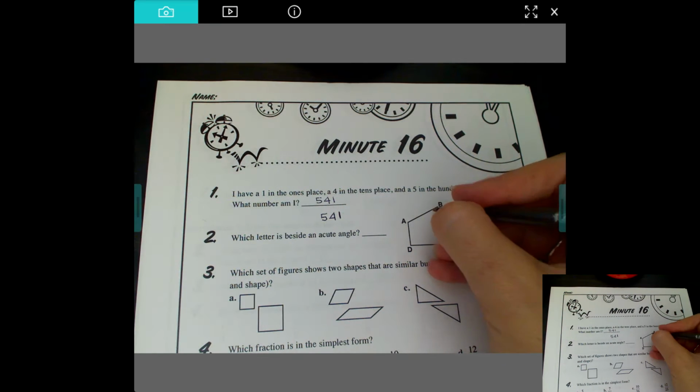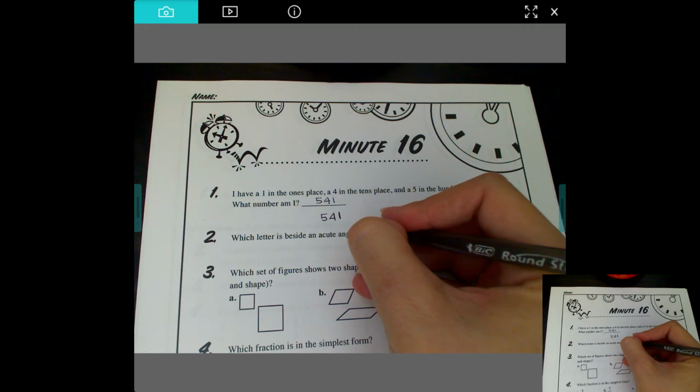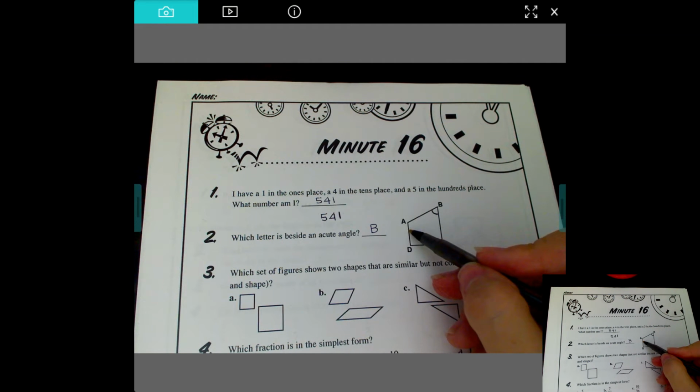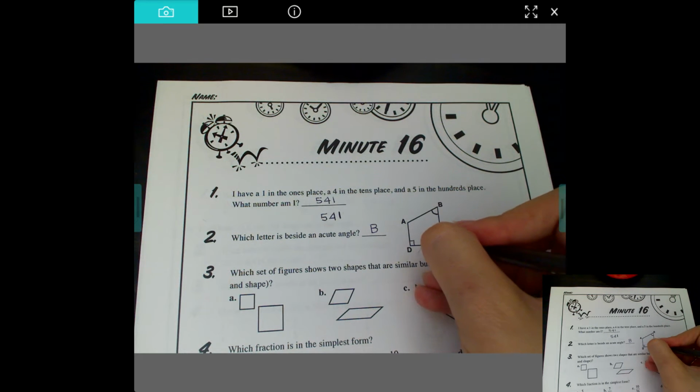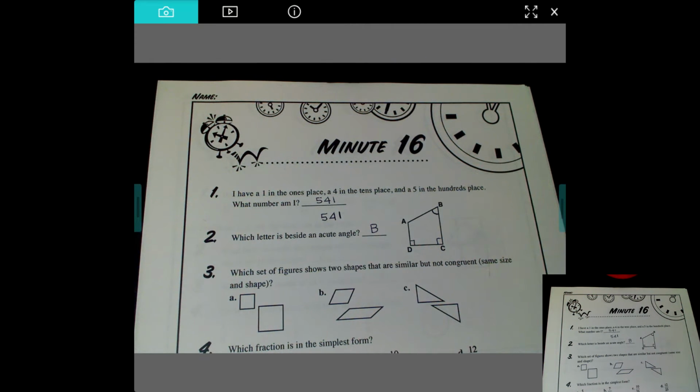Which letter is behind an acute angle? It's so cute and small. The only small angle we have there is B. A is obtuse because it's larger than 90 degrees. And D and C at least appear to be right angles.